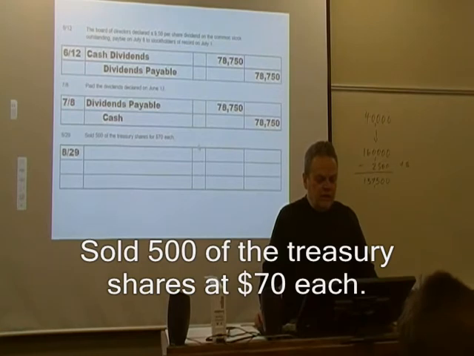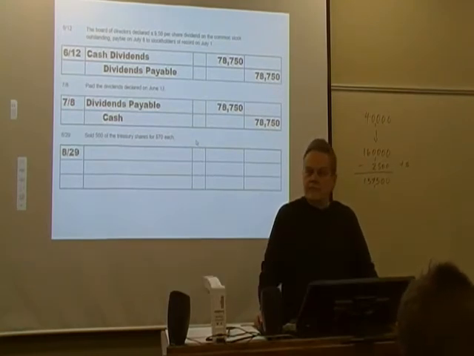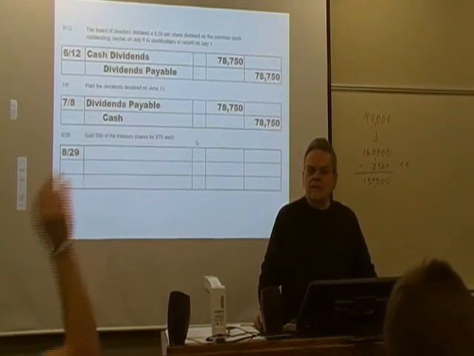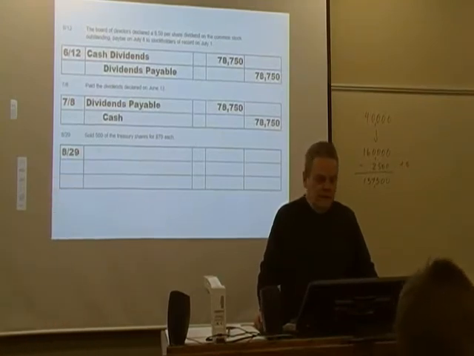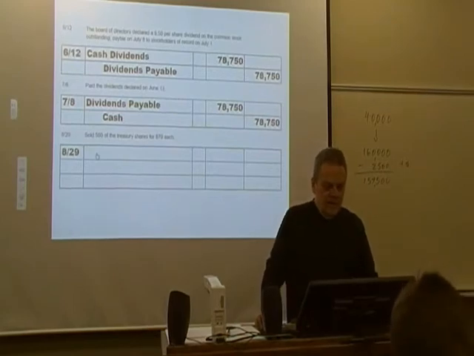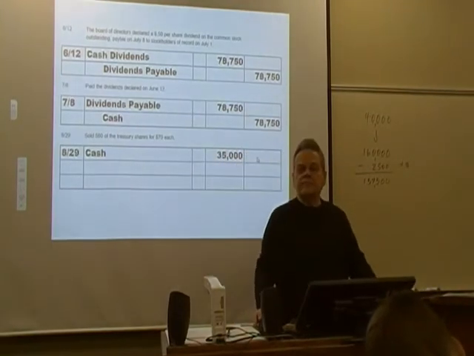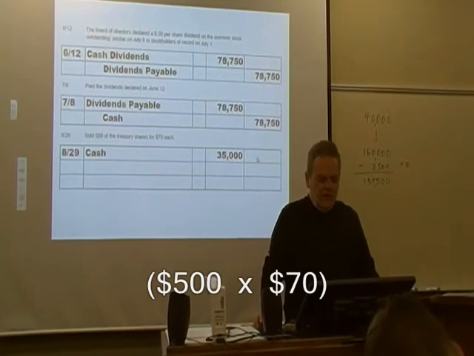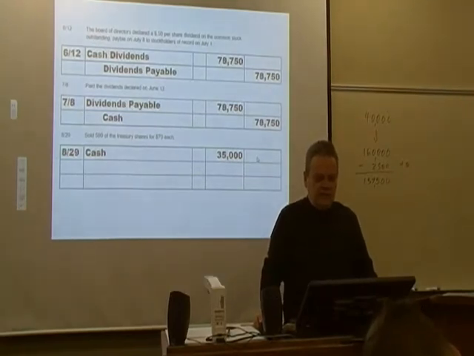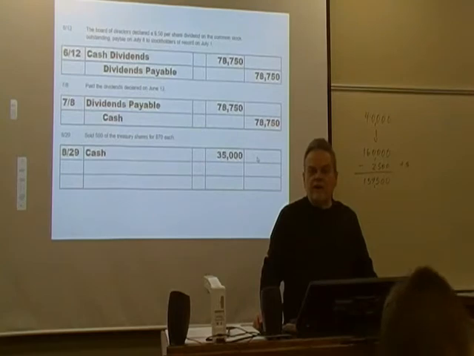Sold 500 of the treasury shares for $70 each. Laura? Debit cash, 3,500. I mean, thousand. Which is it? 35,000. Let's do the parenthetical notation right this minute. Laura, how'd you get it? 500 times 70. 500 shares sold at the sales price $70 each is $35,000. Laura, I saw 5 hands up when I called on you, so I'm going to kind of share this.